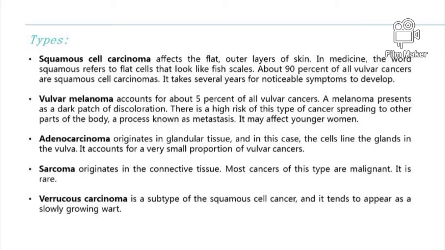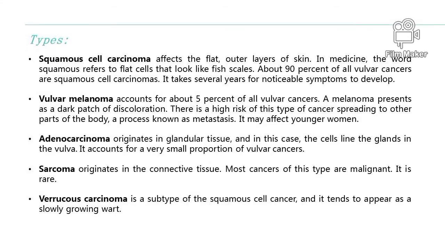The next type is adenocarcinoma. It originates in glandular tissue, and in this case, the cell line the glands in the vulva. It accounts for a very small proportion of vulvar cancer. The next type is sarcoma. It originates in the connective tissue. Most cancer of this type are malignant, and it is rare. And the last type is the verrucous carcinoma. It's a subtype of a squamous cell cancer, and it tends to appear as a slowly growing wart.